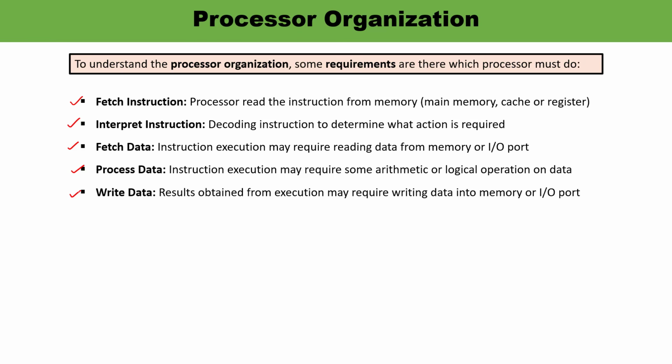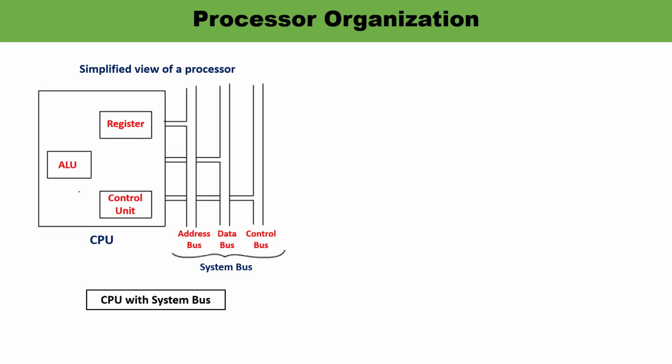Now let us discuss how the CPU is connected with the system bus. Here you can see a simplified view of the processor. The major components of the processor are the ALU and the control unit. ALU is the arithmetical logical unit. The function of the ALU is to perform the actual computation or processing of the data. Whatever arithmetic or logical operations are required are handled by the ALU.